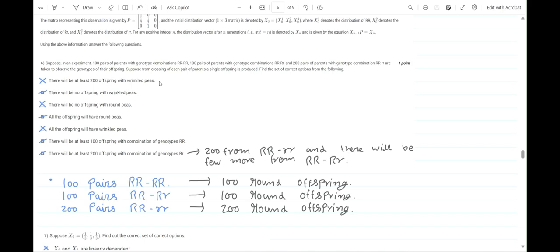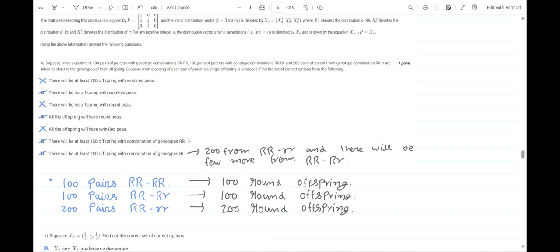The second option says that there will be no offspring with the wrinkled peas, and it is true. The third option says that there will be no offspring with the round peas. This one is false. The fourth option says that all the offspring will have round shape. This one is also true. The fifth option says that all the offspring have wrinkled peas. This one is false.